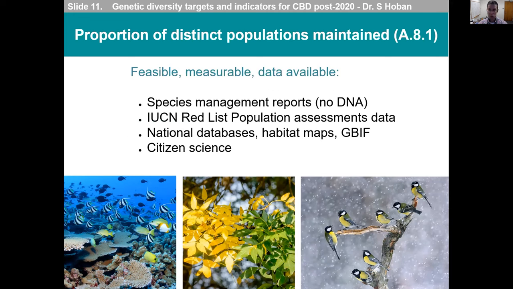This is also measurable. It's simply a measure of lost populations, which can be found in similar species management reports, red list assessment reports, sometimes national databases, national census, and you'll see some examples of that from some of the countries deploying these indicators in a few minutes, habitat maps, GBIF, and again, citizen science data. And you'll see examples of all of these.